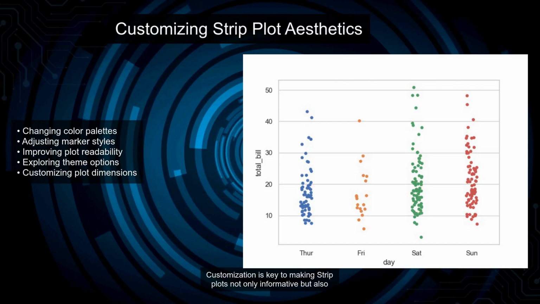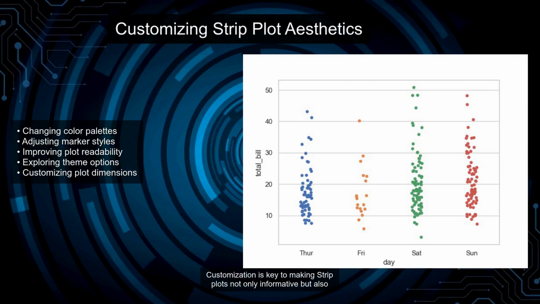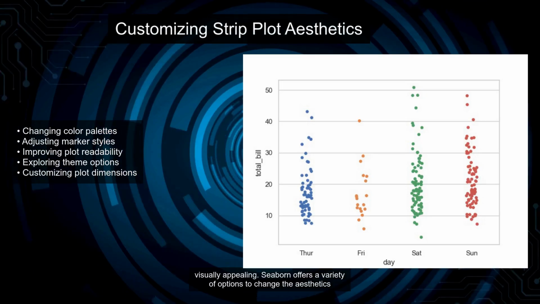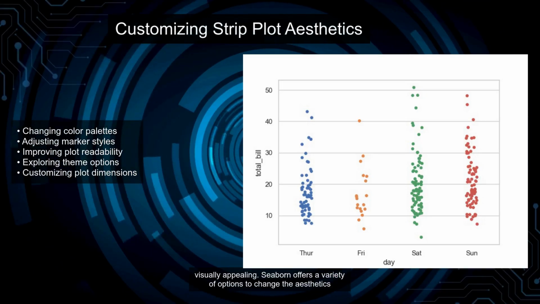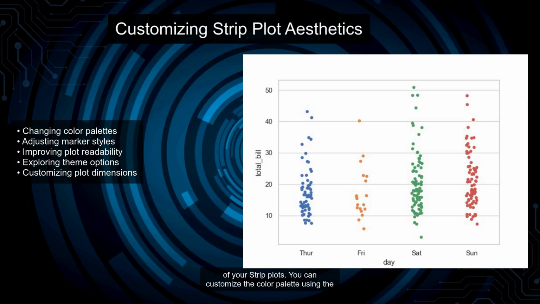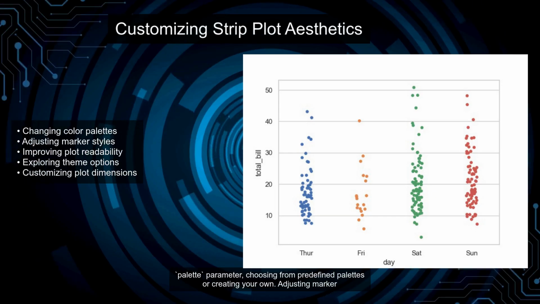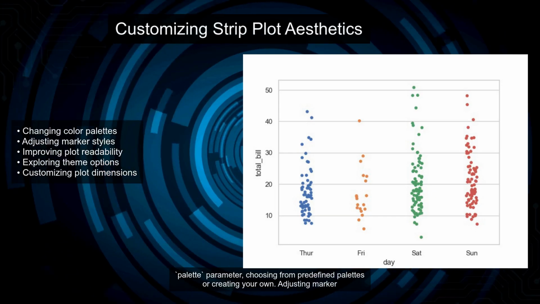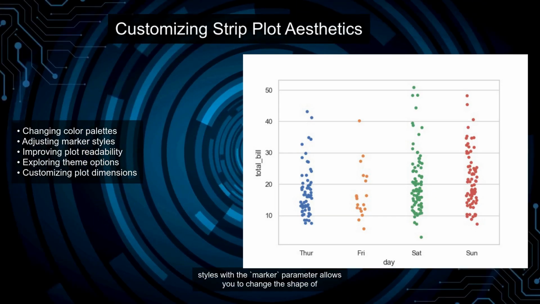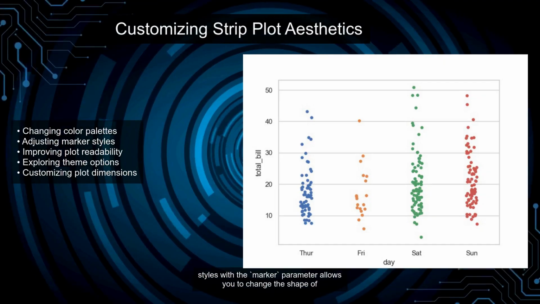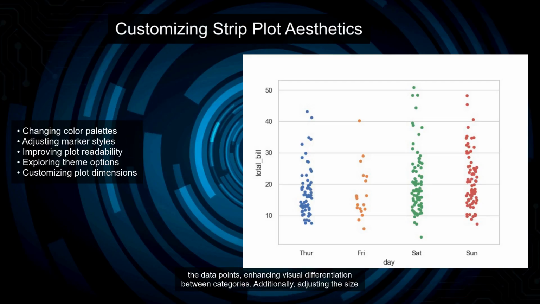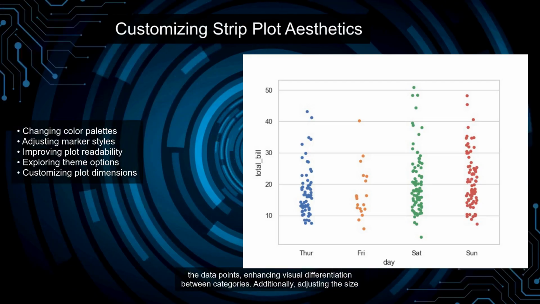Customization is key to making strip plots not only informative but also visually appealing. Seaborn offers a variety of options to change the aesthetics of your strip plots. You can customize the color palette using the palette parameter, choosing from predefined palettes or creating your own. Adjusting marker styles with the marker parameter allows you to change the shape of the data points, enhancing visual differentiation between categories.